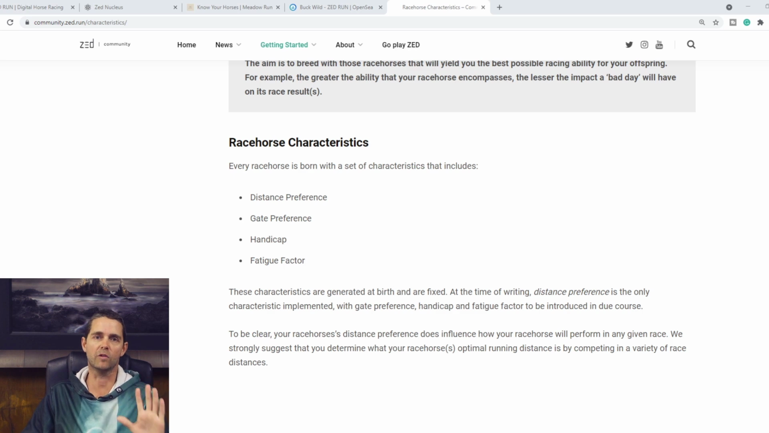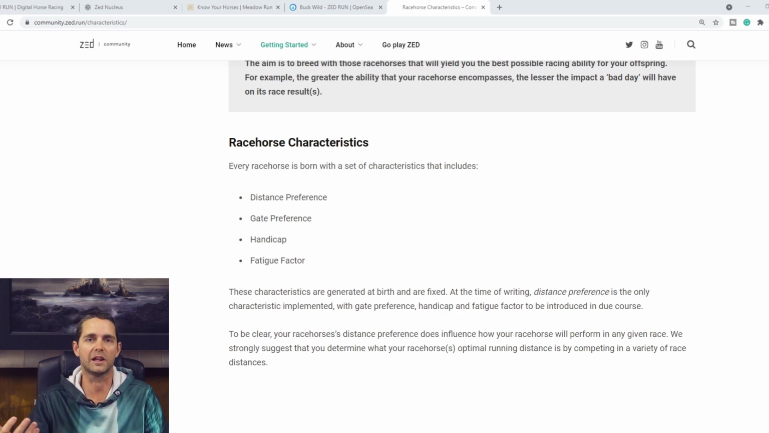future. Now, right here, right now, in the beta version of Zed Run, from all the information that I've gathered from the developers and those in the know, the only trait that currently matters is distance preference. Currently it doesn't matter about weather, it doesn't matter about gait preference, there is no fatigue factor and there is no handicap, from all the information that I've been told up to date. When that changes, I will inform you. But what is interesting is currently distance preference is the main criteria.